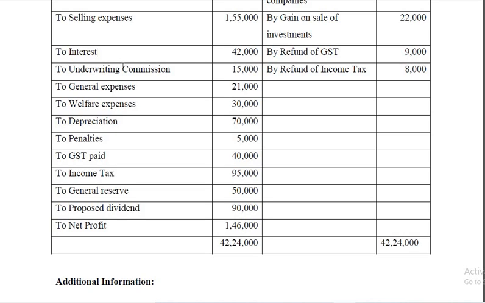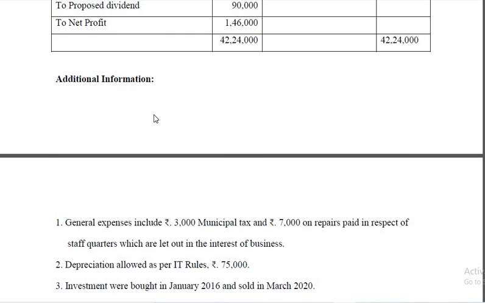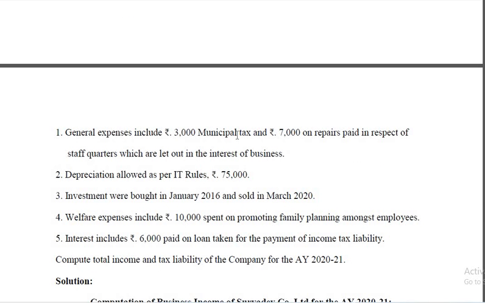Underwriting commission, this is taken as part of preliminary expenses. So 1/5 is allowed, the remaining amount is disallowed. Of the 15,000, 1/5, 3,000 is allowed. So remaining 12,000 is disallowed. Next year again 3,000. That way, at the end of 5th year, entire balance will be written off. General expenses, okay, 21,000, and all these items are allowed.